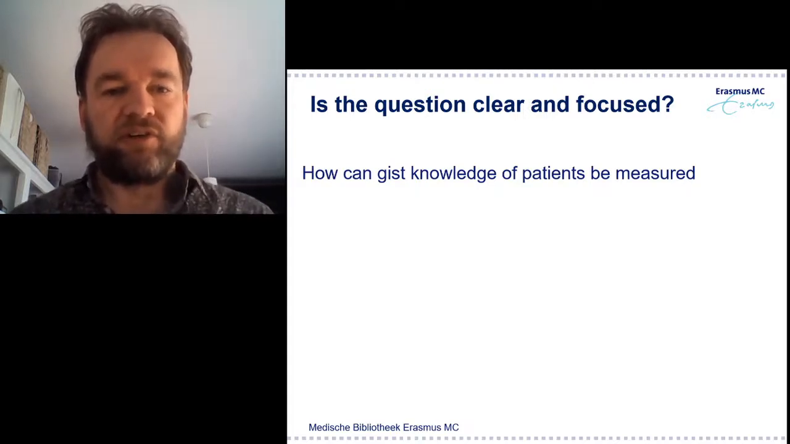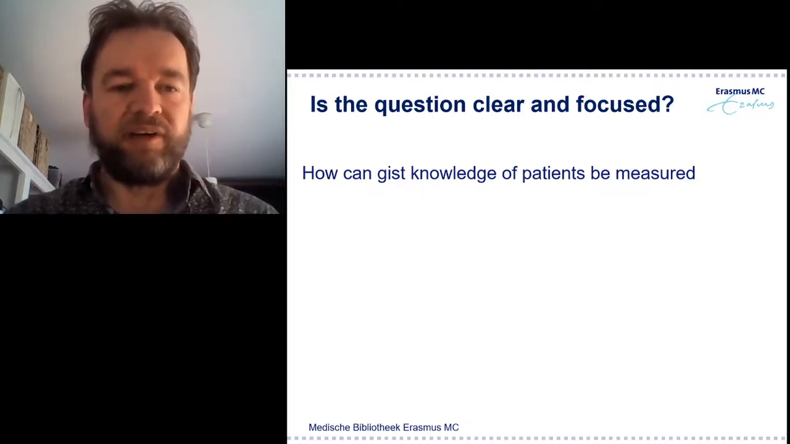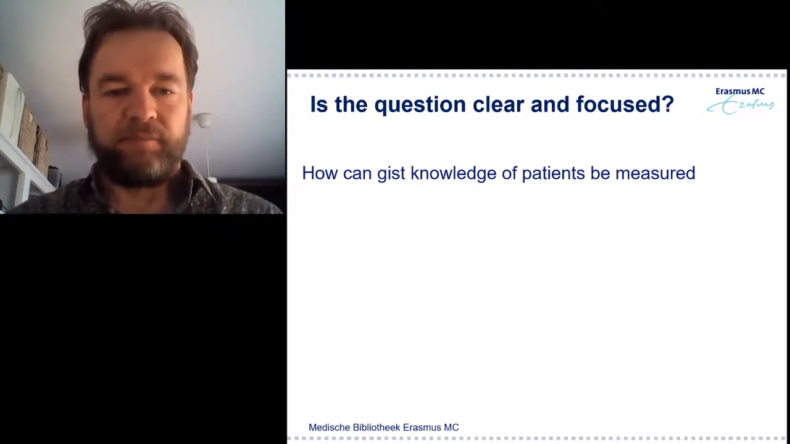If you consider the research question, how can GIST knowledge of patients be measured? This cannot be a good research question that can be answered via systematic literature retrieval because this research question is too vague.